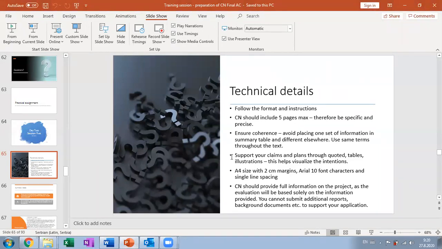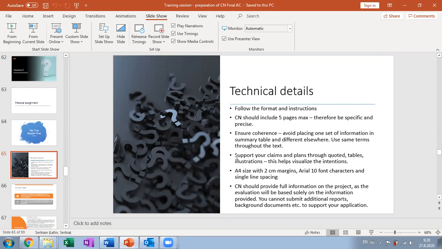As I said already, we discussed a little bit about this yesterday. Quotes, tables, illustrations, anything that you think can help visualize the intentions presented, the project presented, and the relevance of the project in particular, because this is the most important part of the concept note, the relevance of the action and its presentation. Please use it.